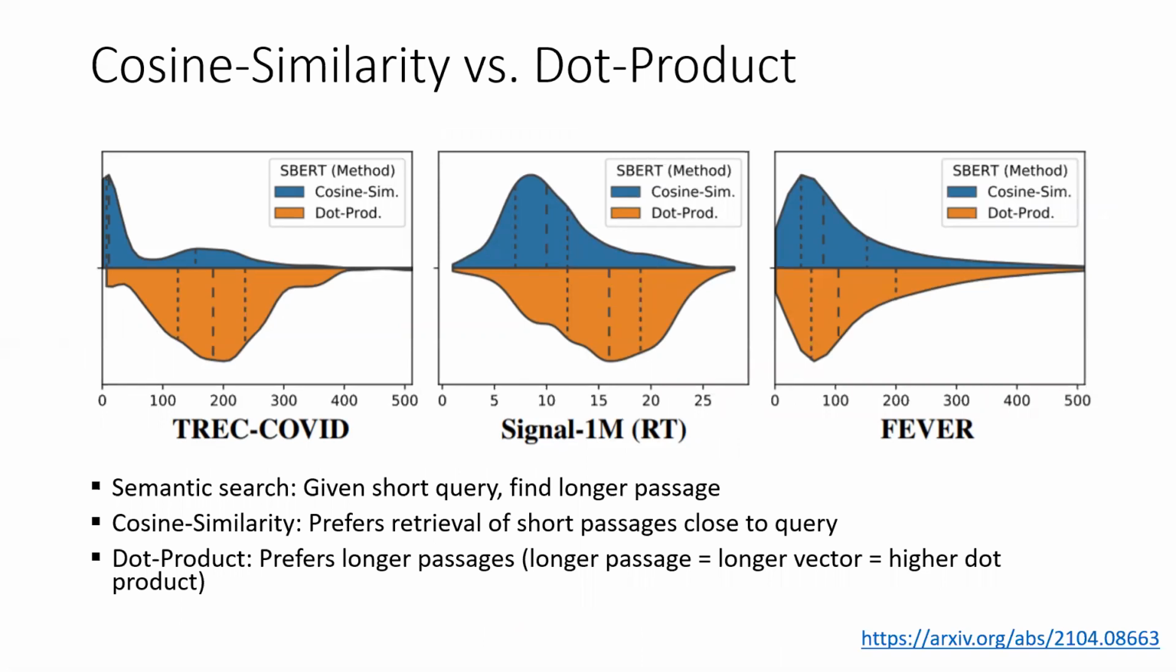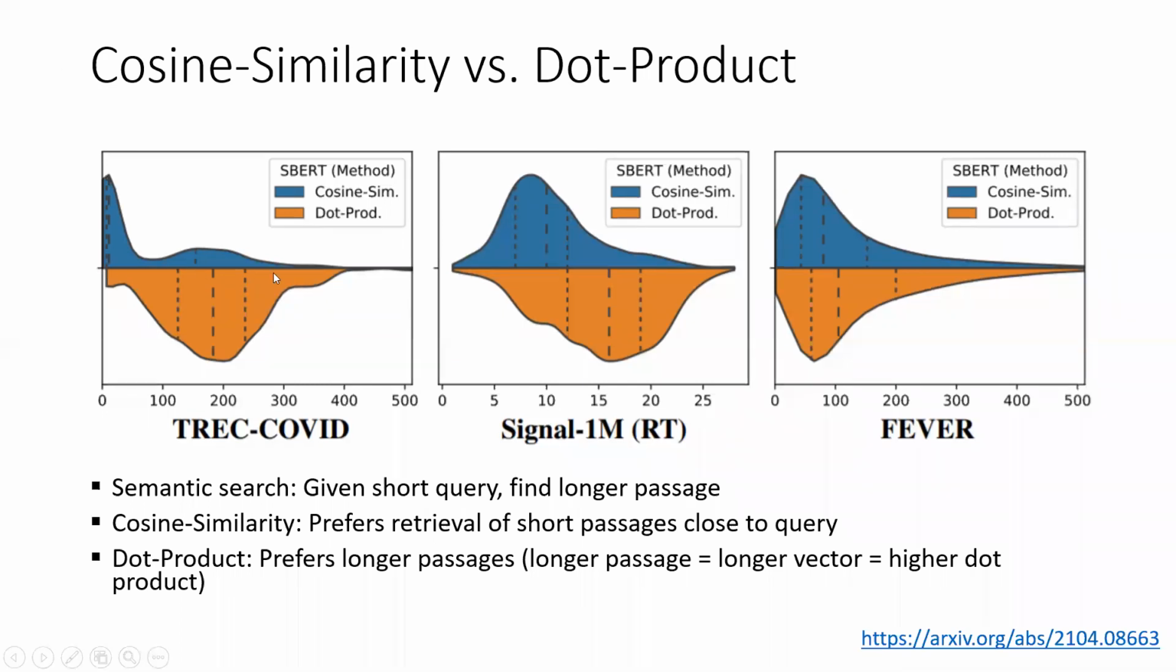So in a paper we presented this year, we analyzed cosine-similarity and dot product for the task of search. So you input some query and you want to retrieve some document providing the answer. And there we noticed quite a difference depending on whether you train with cosine-similarity or with dot product. What we notice is that dot product retrieves longer passages.